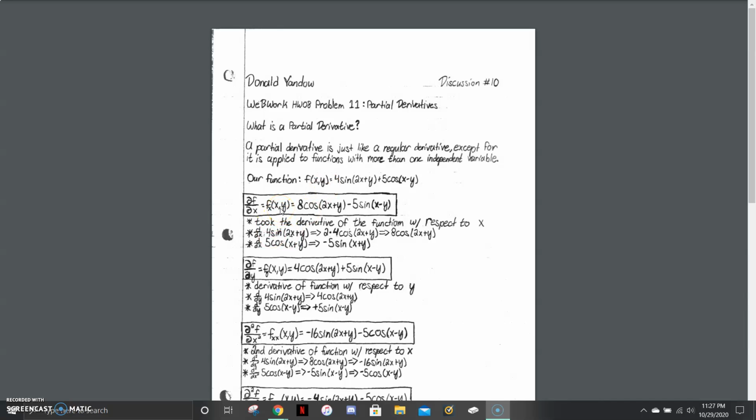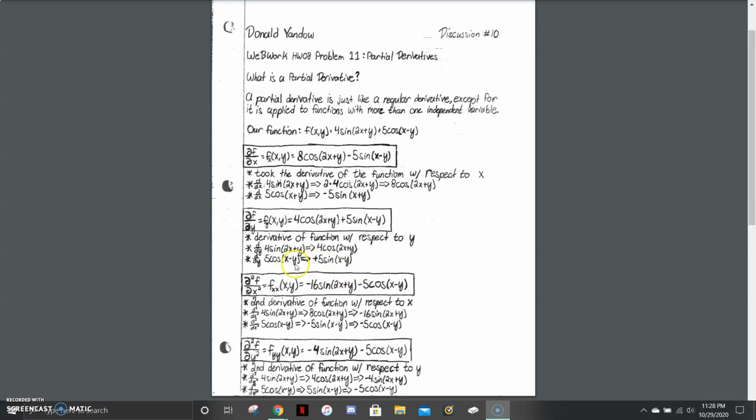So for the first part, we had to find the partial derivative f sub x of x comma y. And to do this, we took the derivative of the function with respect to x. So the derivative of 4 sine of 2x plus y gives us 8 cosine of 2x plus y for the first part. And the second part is the derivative of 5 cosine of x minus y, which gives us negative 5 times sine of x minus y.